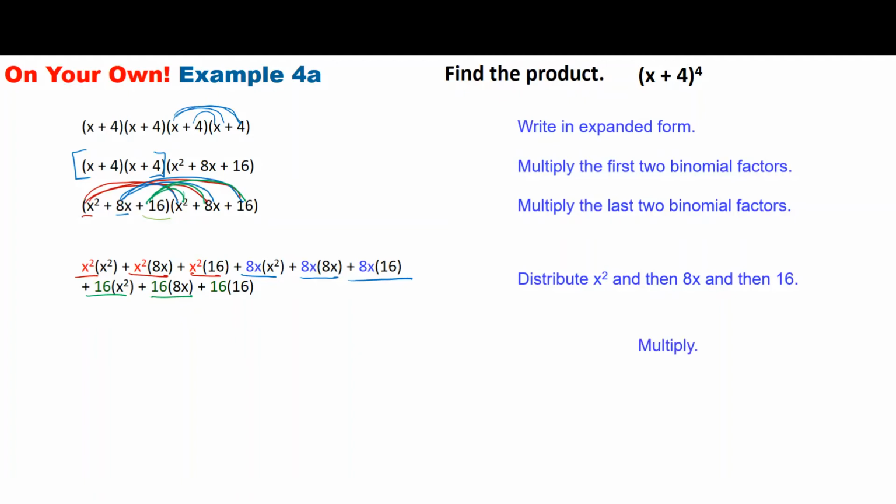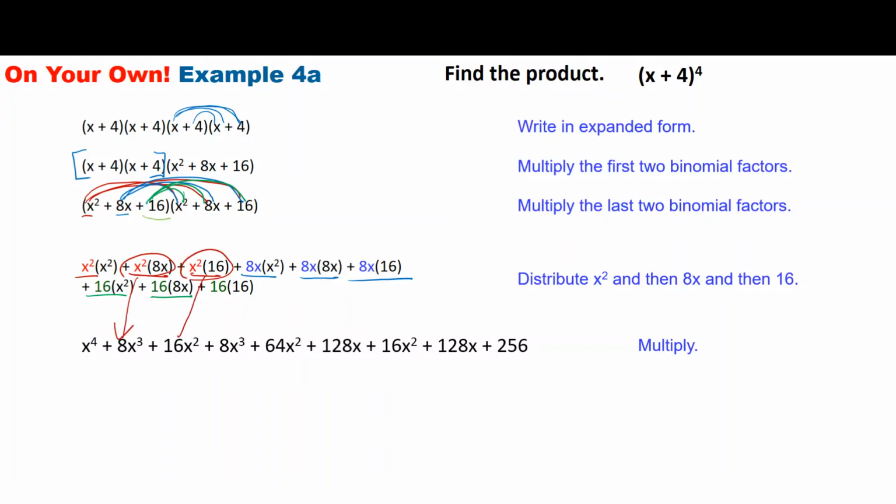Actually, I did the multiplying first, and there it all is. So x squared times x squared is x to the fourth. The next one is x squared times 8x is 8x to the third. This is going to be 16x squared. 8x, that's 8x to the third, and so on all the way down. So you can see, you just multiply them together.